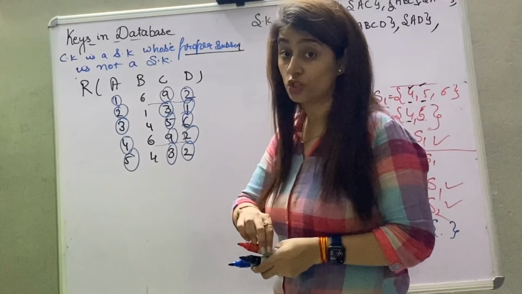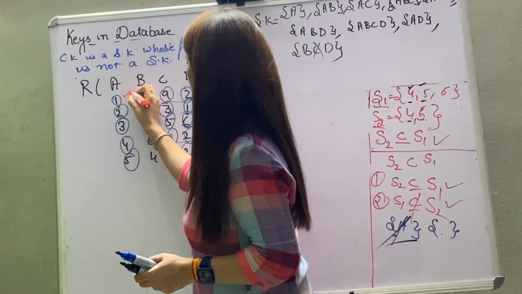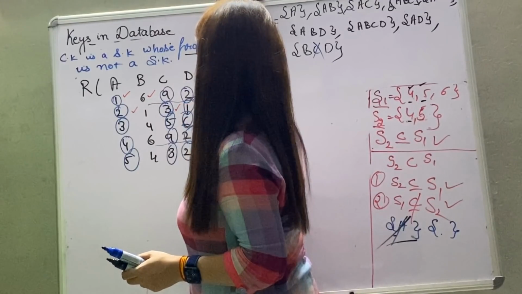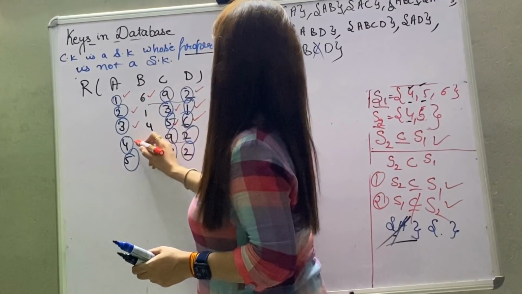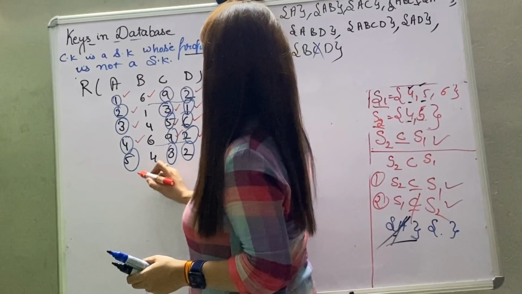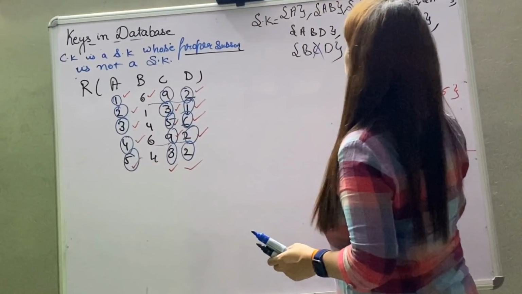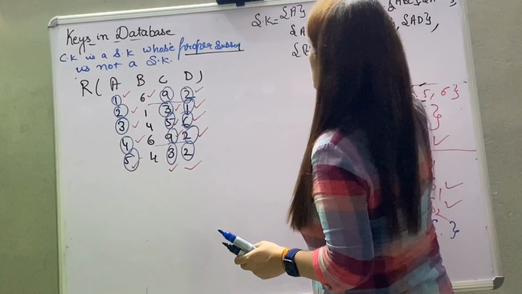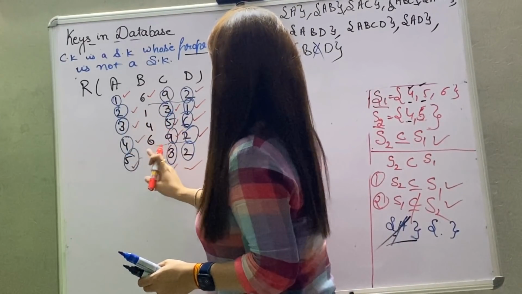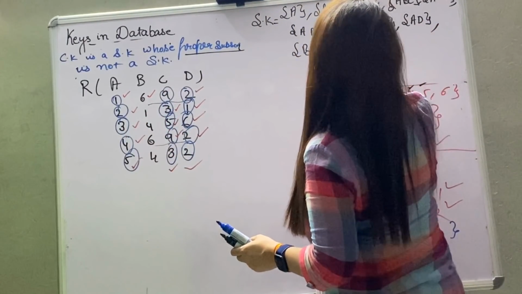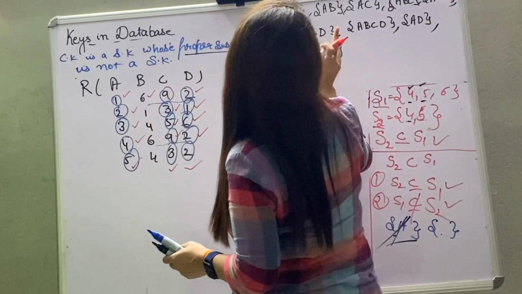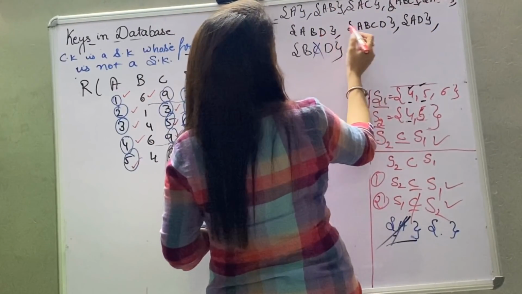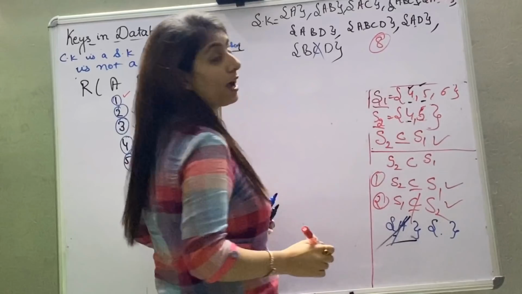Next is ABD. Let's check ABD. These values are all different here, so this is also my super key. AB is also a super key, AC is also a super key, and ABD is done. So how many super keys did I get here? 1, 2, 3, 4, 5, 6, 7, 8. I have 8 super keys now.